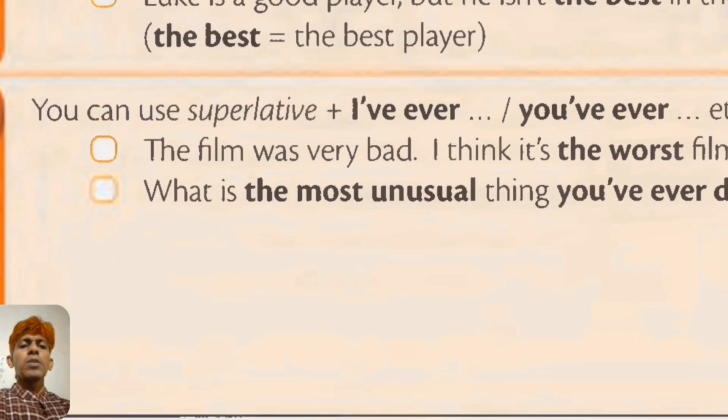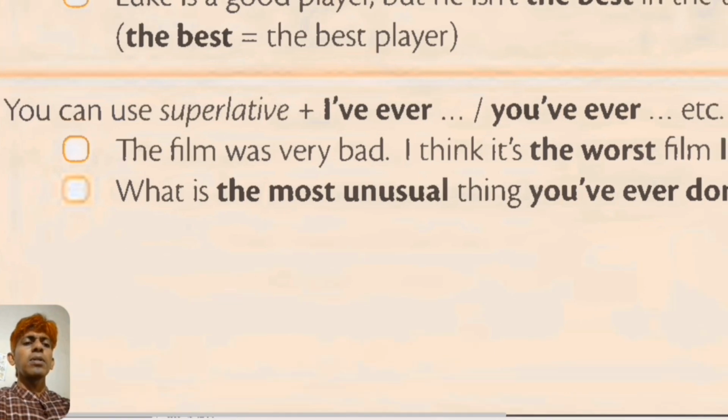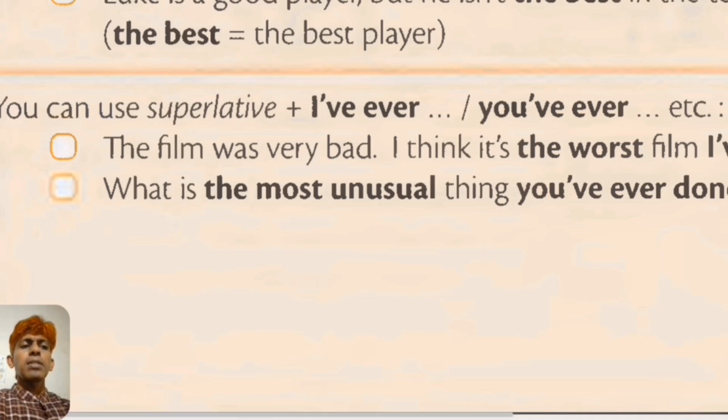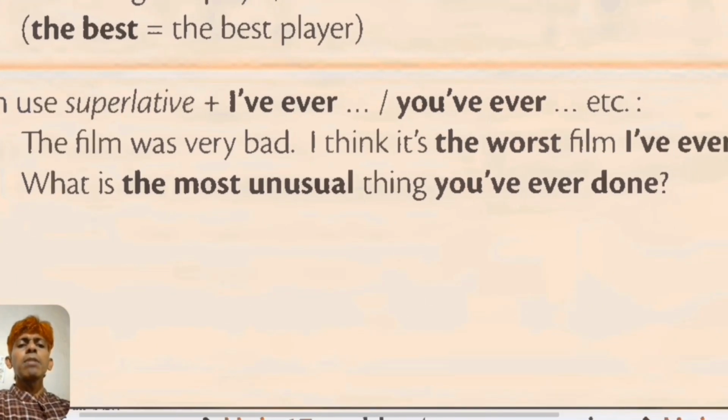Okay, part E. You can use a superlative plus "I've ever", etc. Example sentences: the film was very bad. I think it's the worst film I've ever seen. The worst is the superlative form and we add "I've ever seen".